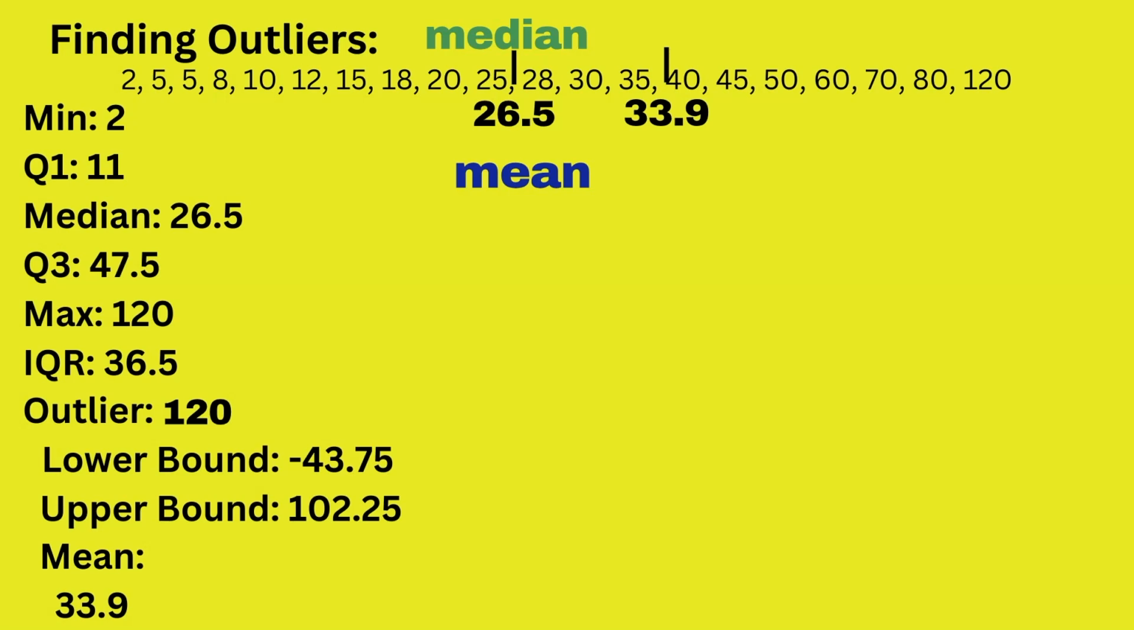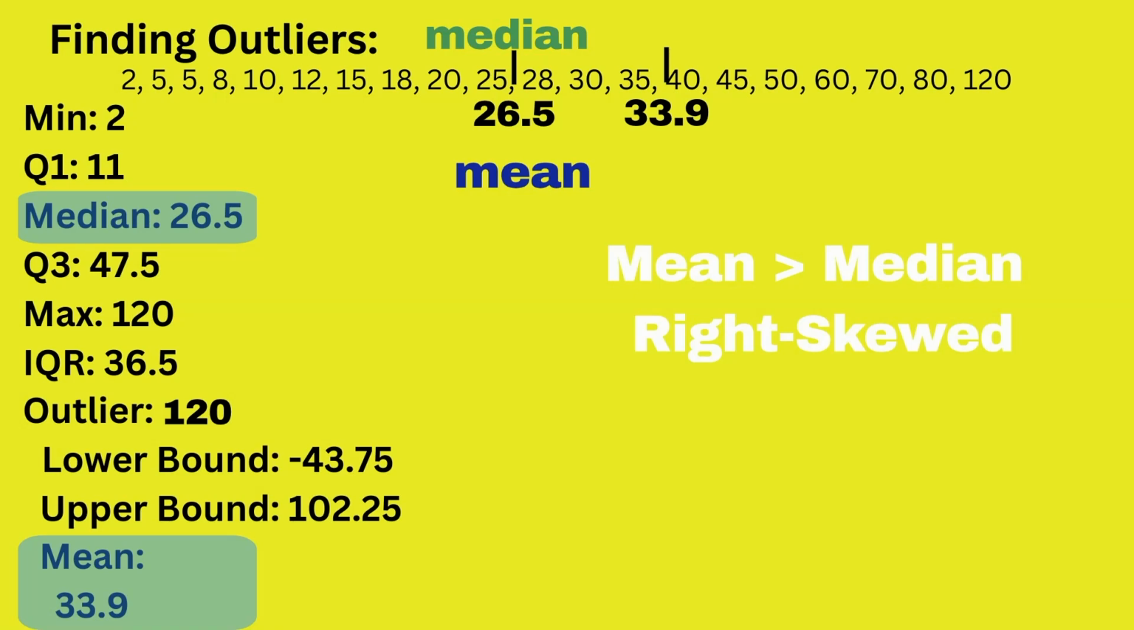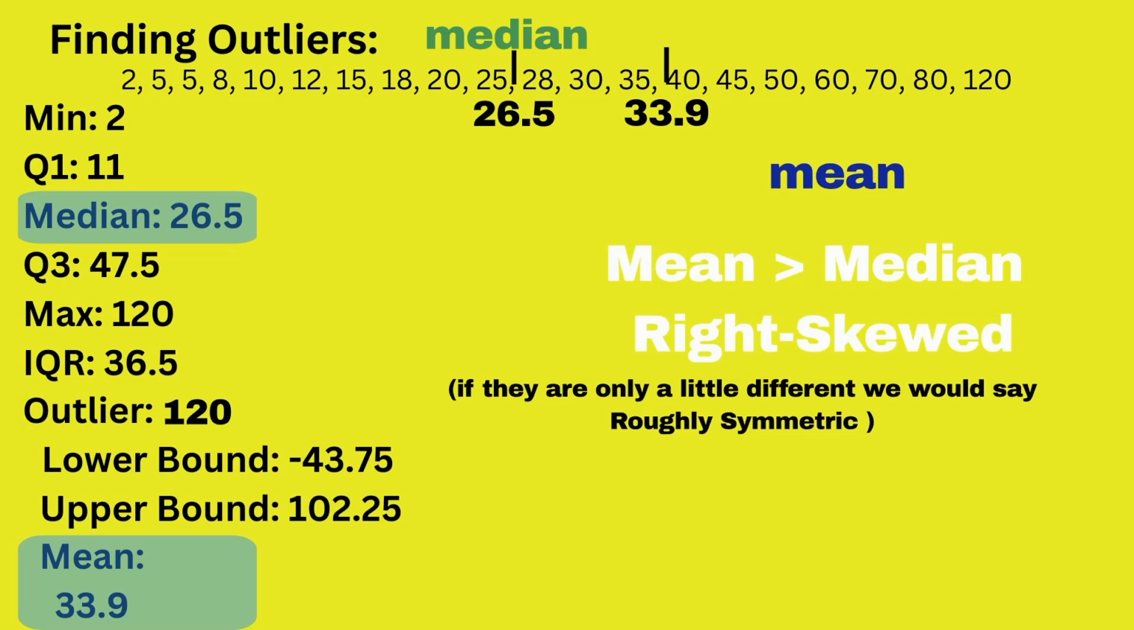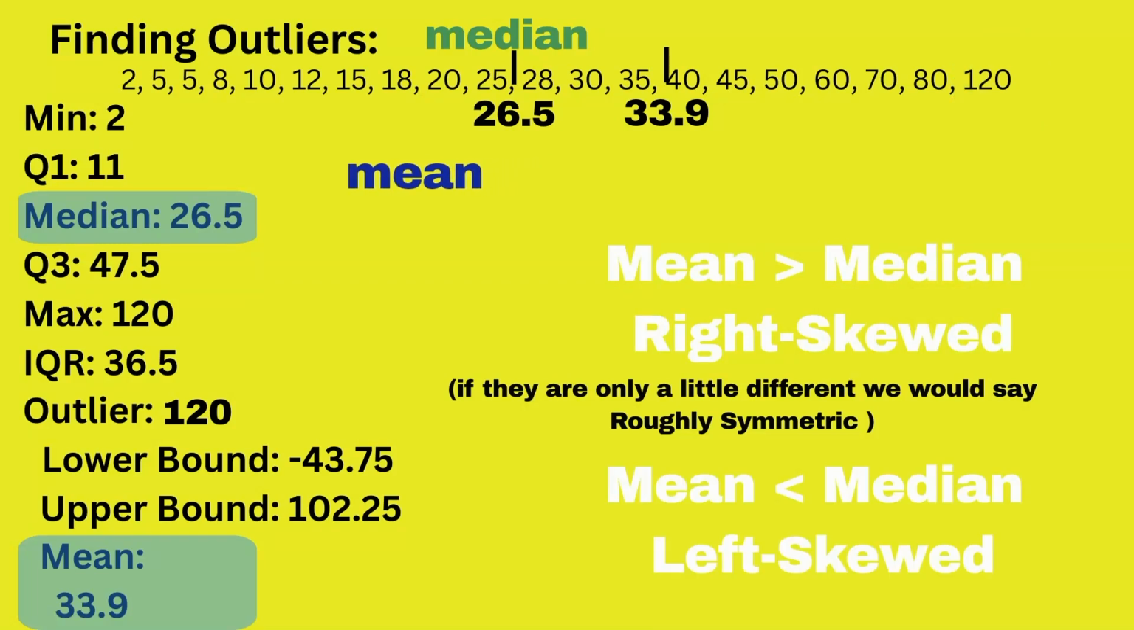When comparing the mean and the median, the skewness of the data tells us a lot. If the mean is significantly greater than the median, the data is considered right skewed. The high values in the data are pulling the mean to the right of the median. If the mean is considerably less than the median, it's considered left skewed. The low values are pulling the mean to the left of the median. Our dataset has a mean of 33.9 and a median of 26.5, indicating it's right skewed. We'll see this visually when we plot the data.